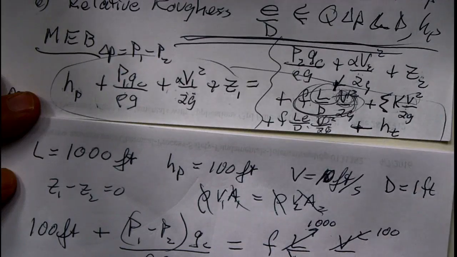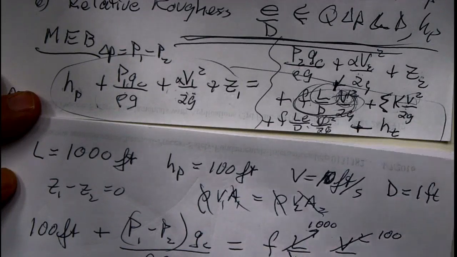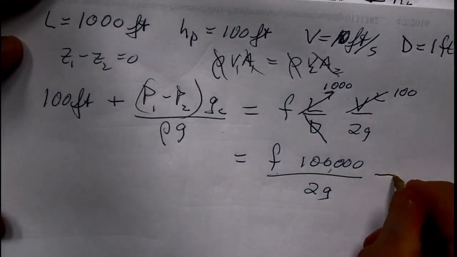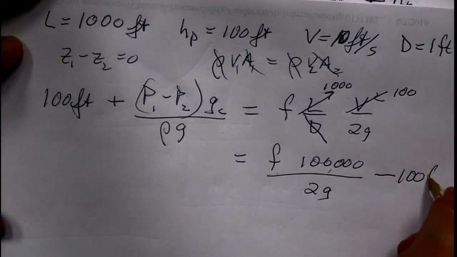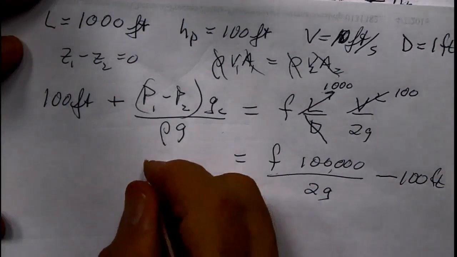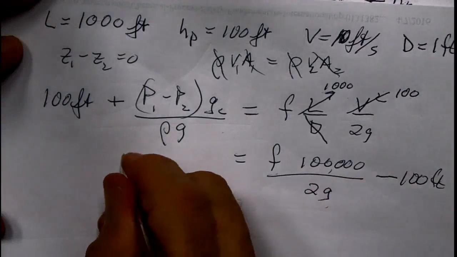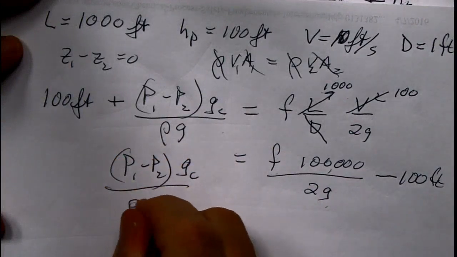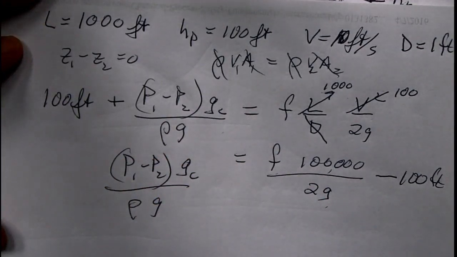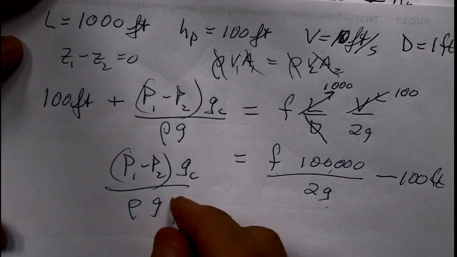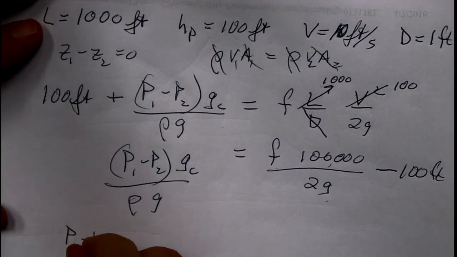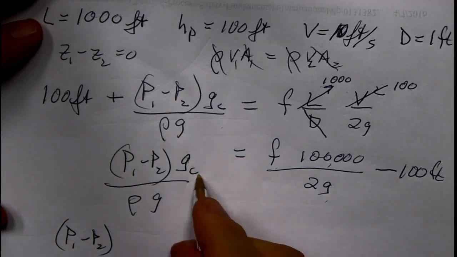100,000 over 2G, and then I bring that over minus 100. Okay, and then I have, this is 2G, and I have P1 minus P2 G sub C, and this density rho. Multiplying through, again, I'll start putting in things in here. I have P1 minus P2, which I'm not going to touch just yet.